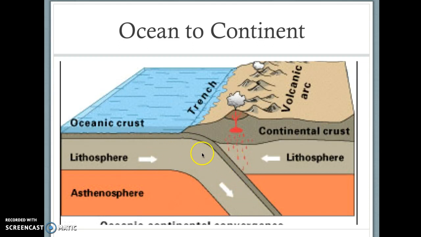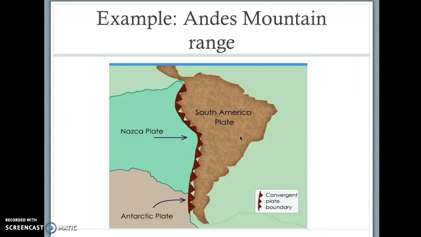Also, you will get all this material right here melting as it falls into the asthenosphere, causing more melt on the continental plate, which will cause volcanoes. So your type of stress right there is going to be compressional stress. Your features are going to be mountain ranges, volcanoes, and earthquakes. And they're all going to vary in size, depending on location. My example is going to be South America.